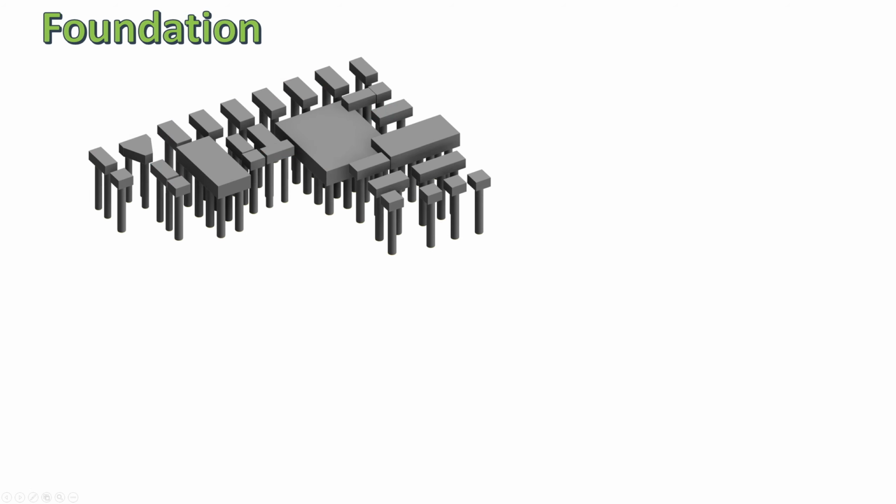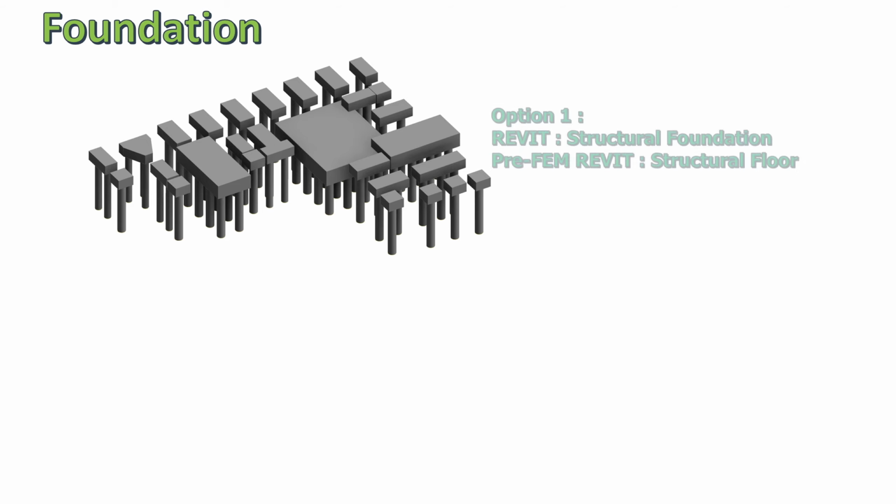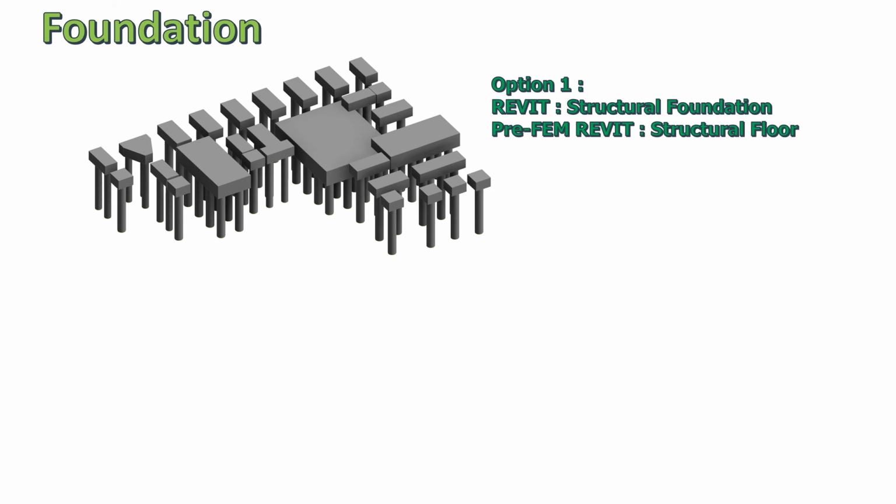In general, there are two types of foundation: with and without pile. The foundation without pile or the pile cap could also be transferred into finite element model using the structural floor. Option 1 is modeling the foundation using the structural foundation category in Revit, and replicate the foundation geometry using the structural floor when transitioning into finite element model.